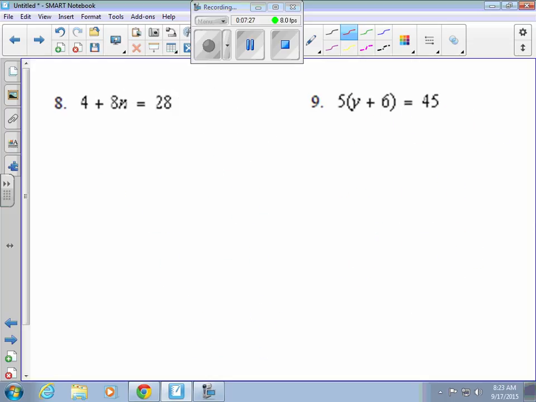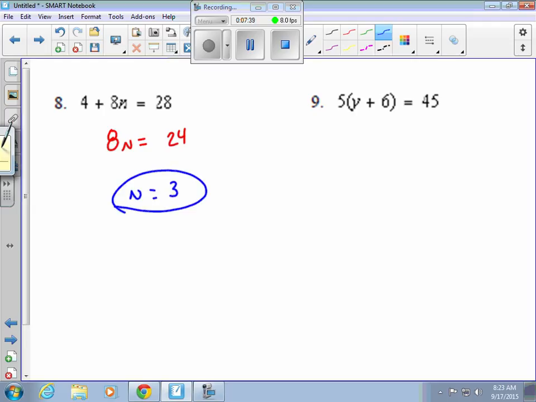Number 8 says 4 plus 8n is equal to 28. Subtract 4 on both sides. 8n equals 24. Divide by 8 on both sides. n is 3. This is showing every step without showing all of the arithmetic involved. That's not missing any steps. That'd be perfectly acceptable.